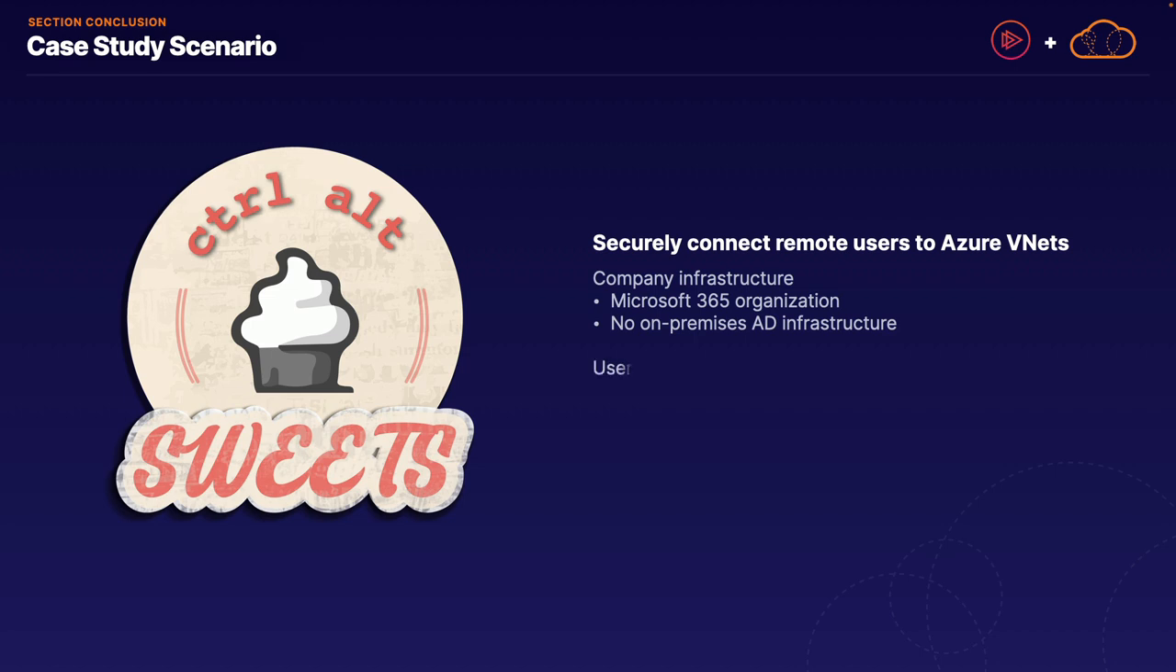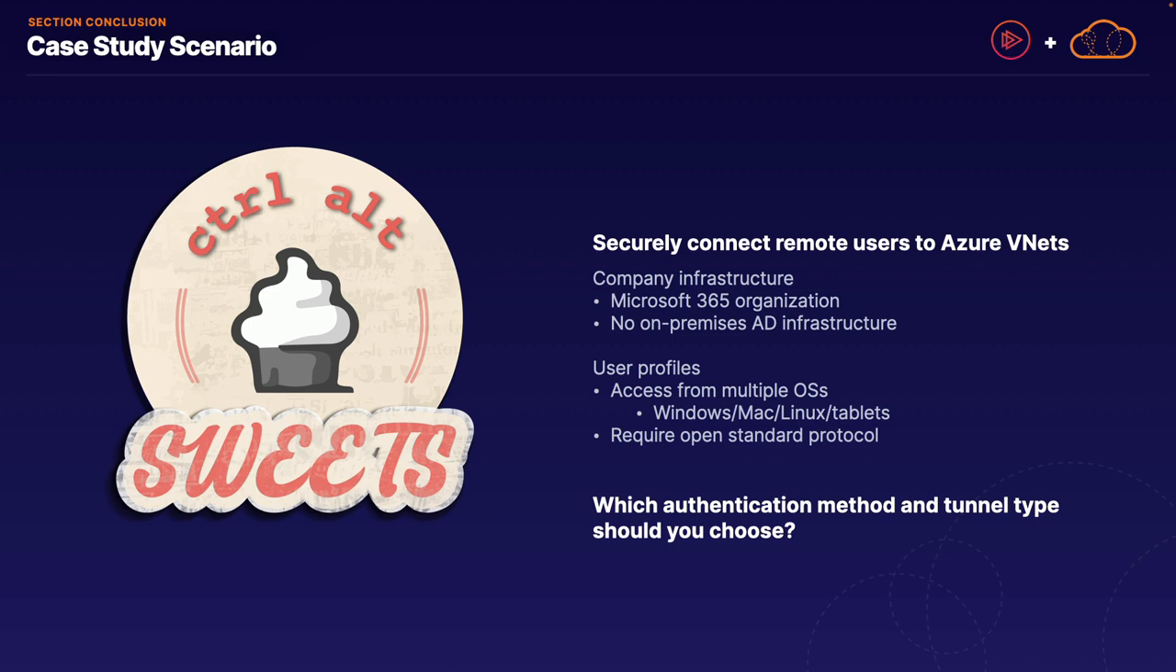The profiles of their connecting users is as follows. They need to be able to connect from multiple operating systems, which include Windows, Macs, Linux desktop operating systems, and also mobile tablets, which are a mix of iOS and Android tablets. They also require an open standard protocol for connection purposes. Based on this profile, which authentication method and tunnel type do you think Control-Alt suites should choose for their point-to-site VPN solution? Go ahead and pause this video for a second, and once you think you know the answer, go ahead and unpause, and let's go ahead and find out.